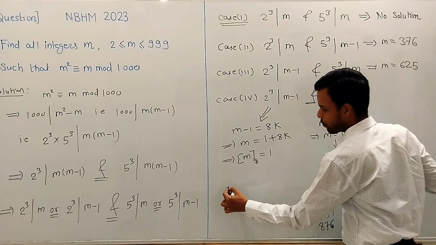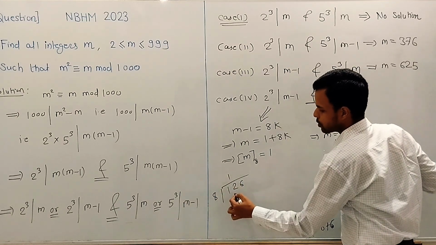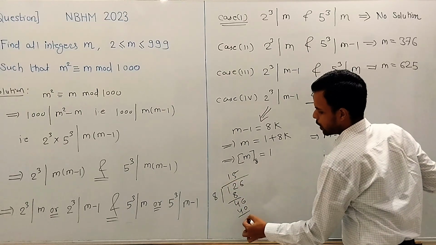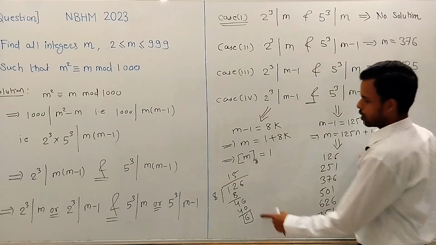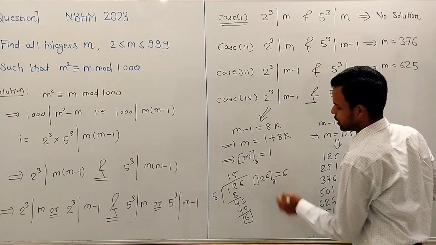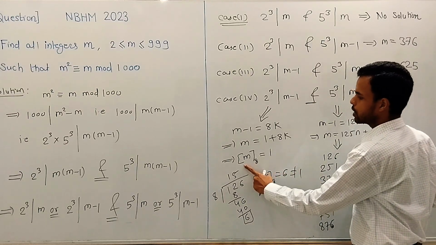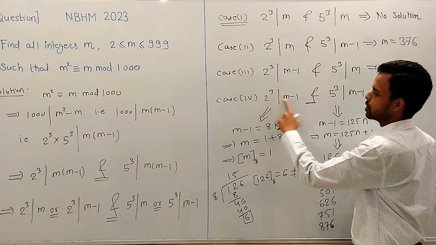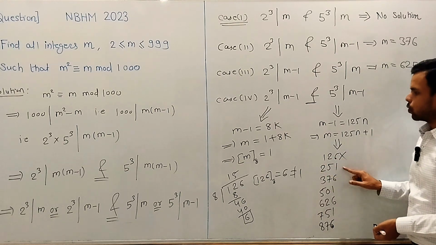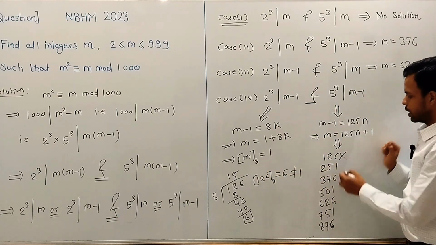For example, in case of 126, when you divide 126 by 8, you get remainder 6. So 126 modulo 8 is equal to 6, not equal to 1. So 126 does not satisfy this condition, and 126 is discarded. Similarly, you can verify that 251 also does not satisfy this condition, so it is also discarded.